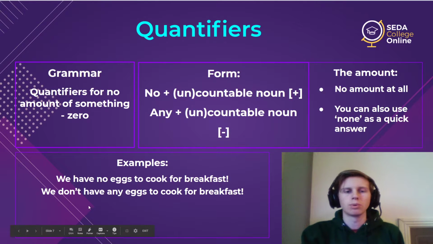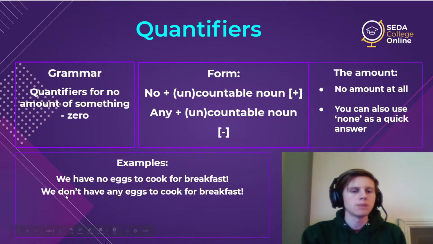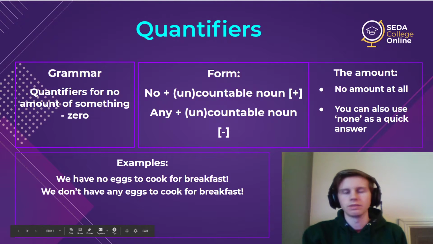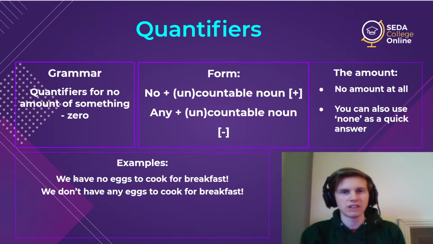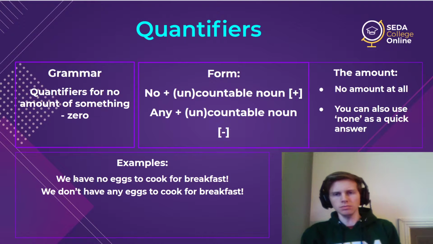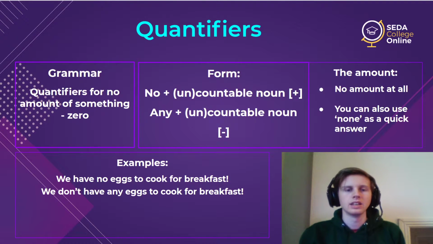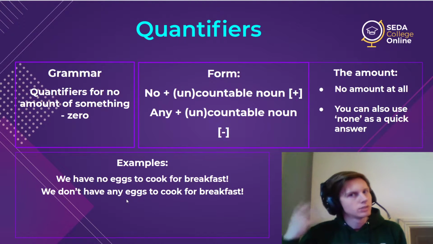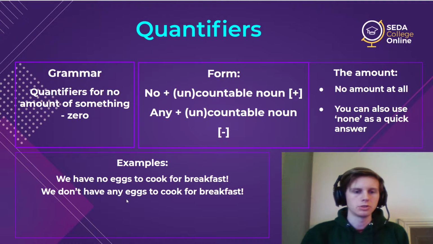So that's what's important to do with negative verbs or negative zeros. You must have any if the verb is negative, or no if the verb is positive. So do be very careful with that. It is a mistake if you do not think about this and you say, we don't have no eggs, it sounds very incorrect. So do be careful with this. We don't have any eggs, we have no eggs.